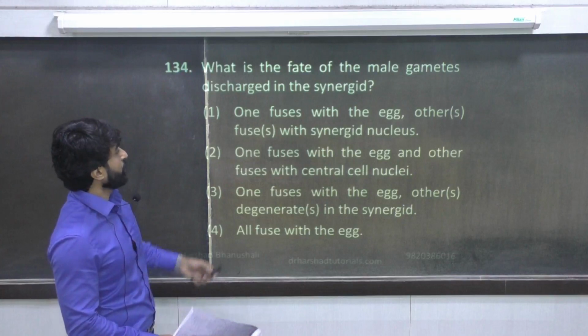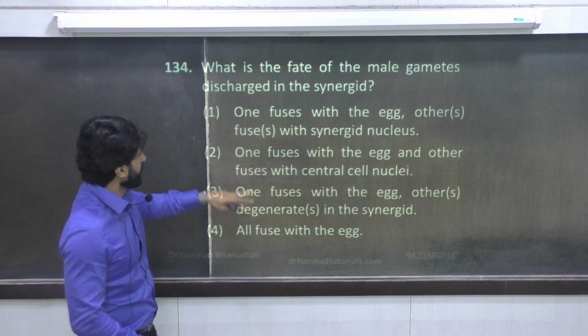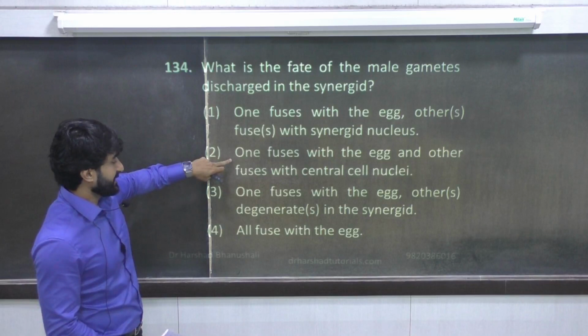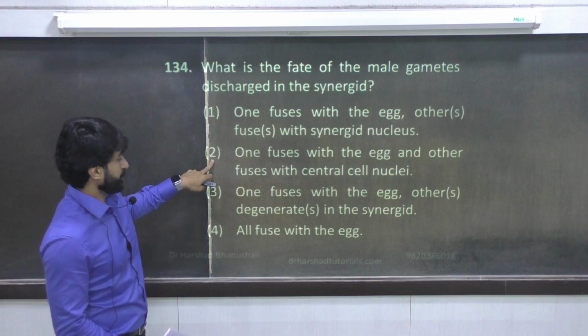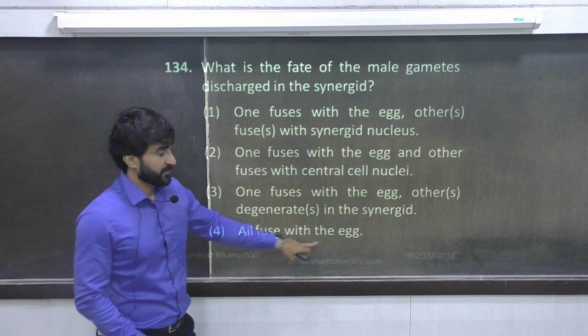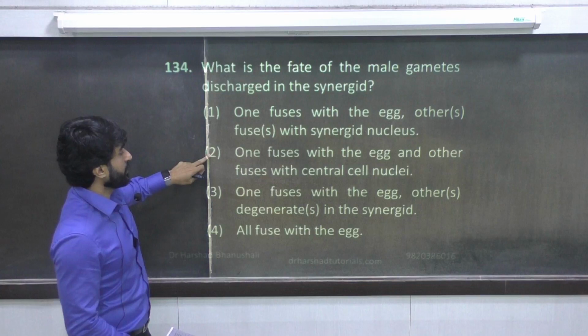One fuses with the egg, other fuses with the synergid nucleus, wrong. One fuses with the egg, other fuses with the central cell nuclei. This is our correct answer. So for question number 134, the answer would be 2. This can't be our correct answer because it says one of them degenerates. This can't be our correct answer because it says all fuse with the egg. So the answer for question number 134 would be option number 2.